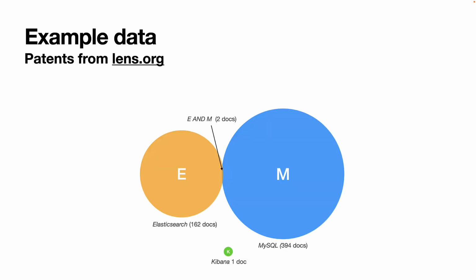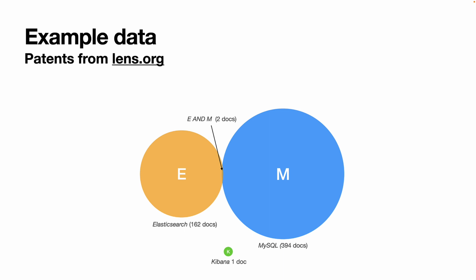So the data that we have is from lens.org. You can go to their website and run these queries on there and see the behavior. Roughly there are 162 patents that mention Elasticsearch in the title. There's 394 that mention MySQL in the title. There's only 2 that contain both of those terms, and there's only 1 patent which references Kibana in the title, and that mentions neither Elasticsearch nor MySQL.